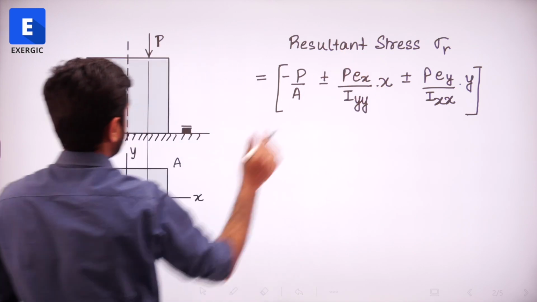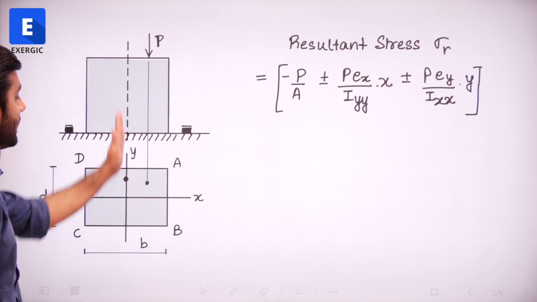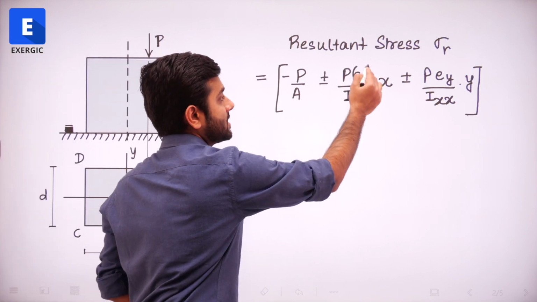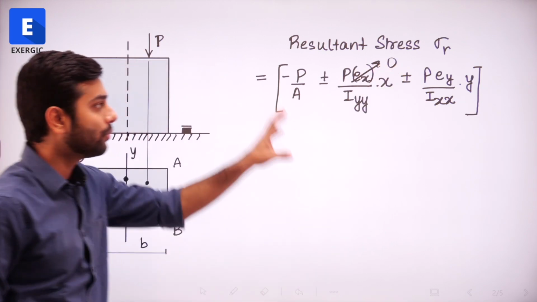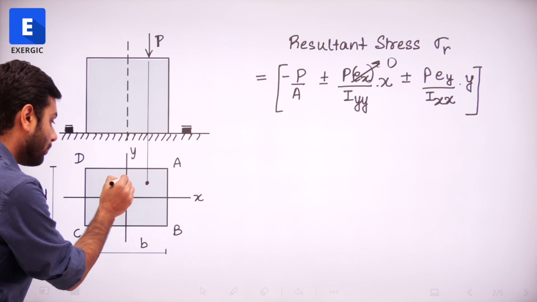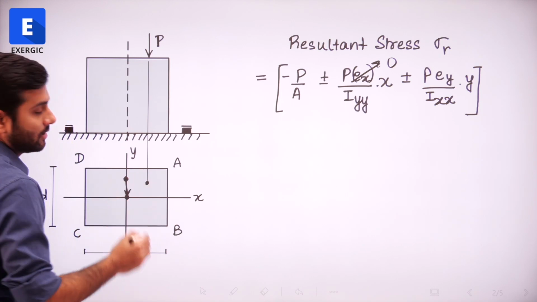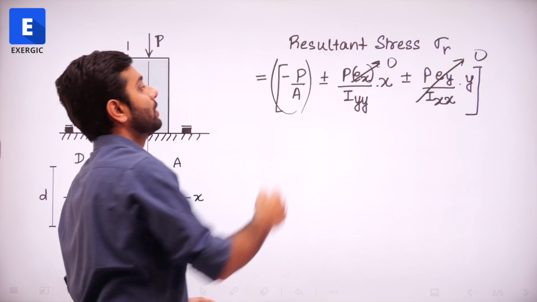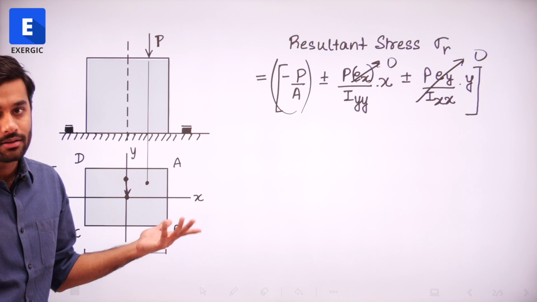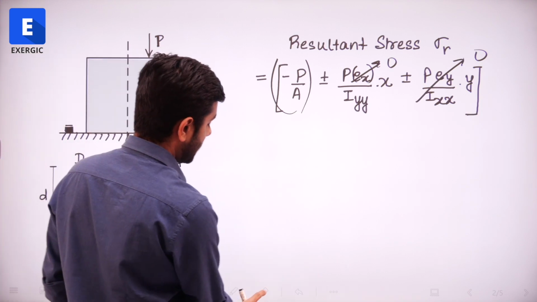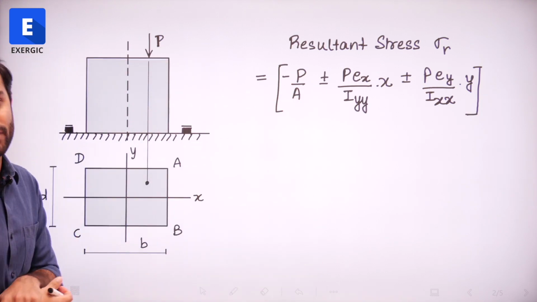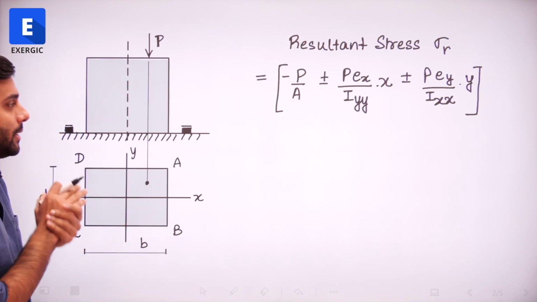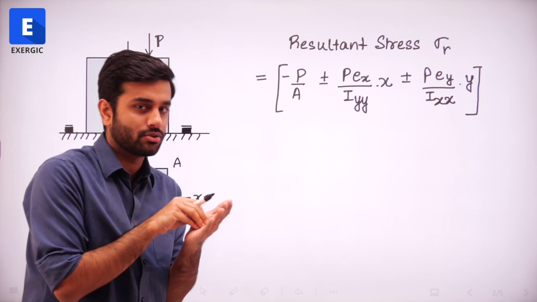So this term will be gone. If the load is acting at this axis, then IYY and the bending about IYY does not make any sense, so this term will be gone. Ex basically becomes 0, so this term becomes 0, and only that term will be there. If this loading P again moves to the origin, then EY also becomes 0. This is also gone. So that is the case of pure compression, no bending, right? This is the case of double symmetry, and for double symmetry this is the general expression which we have already discussed.